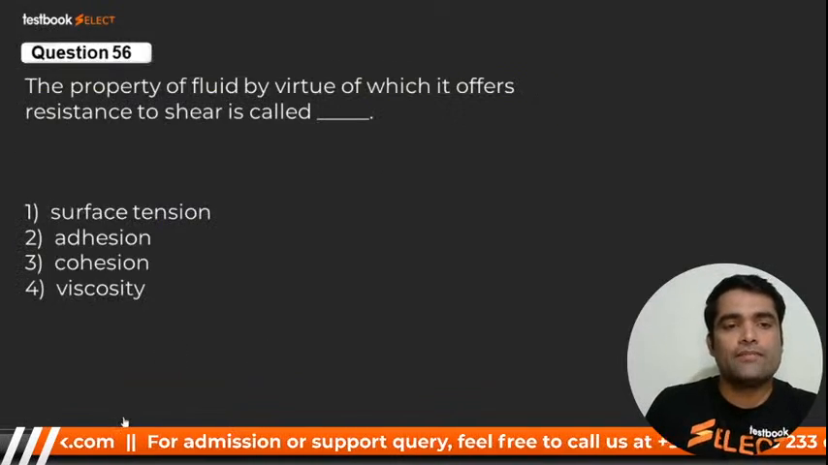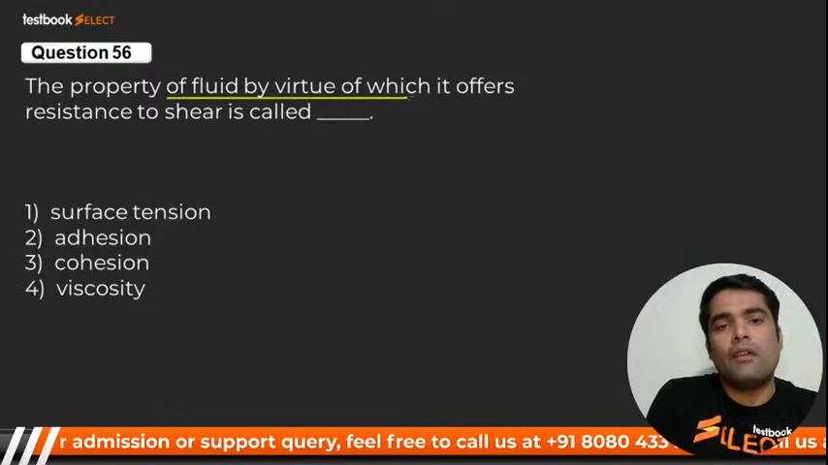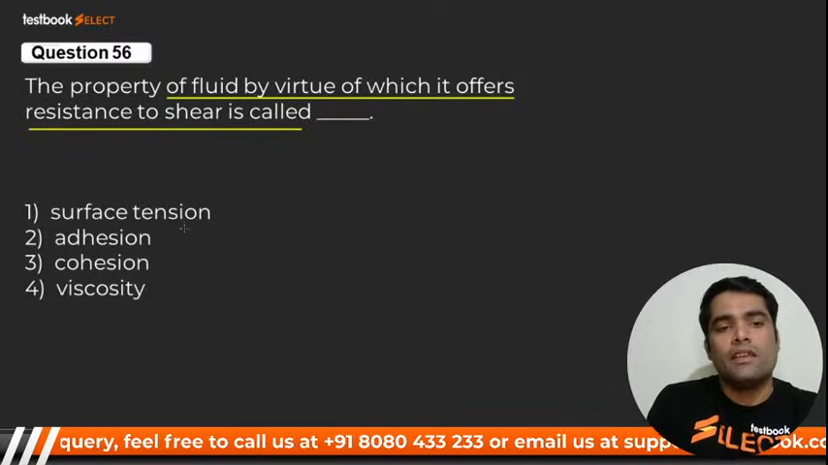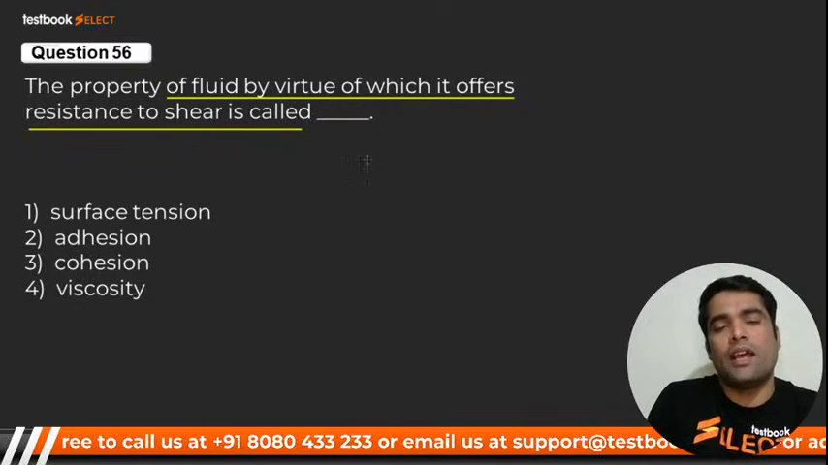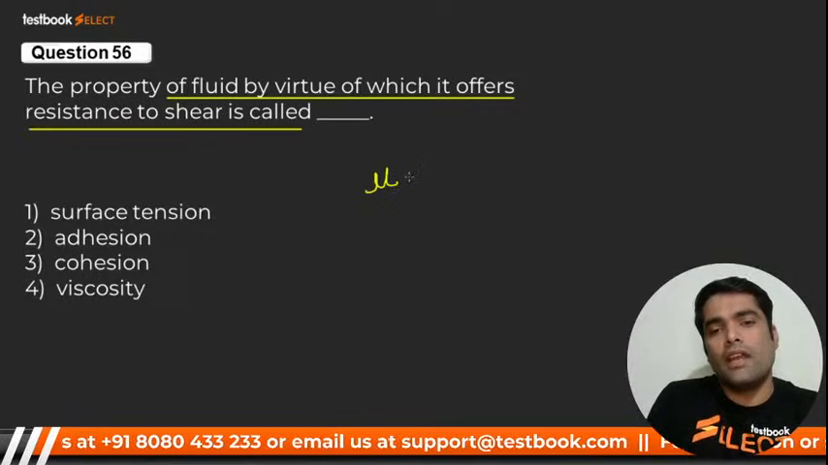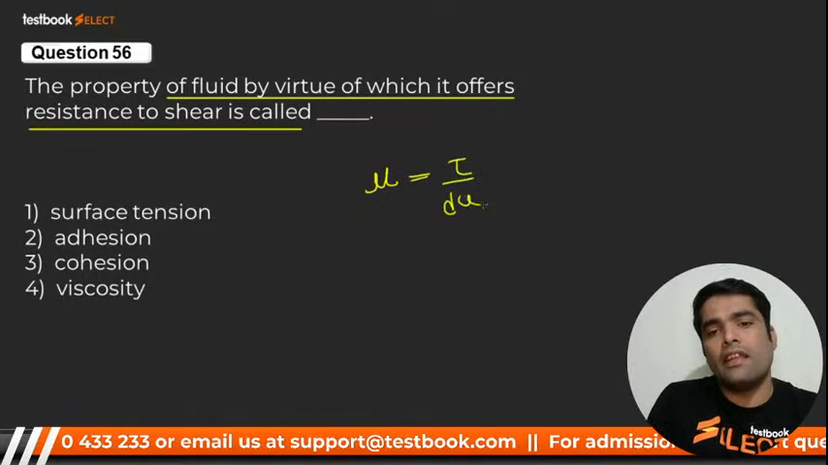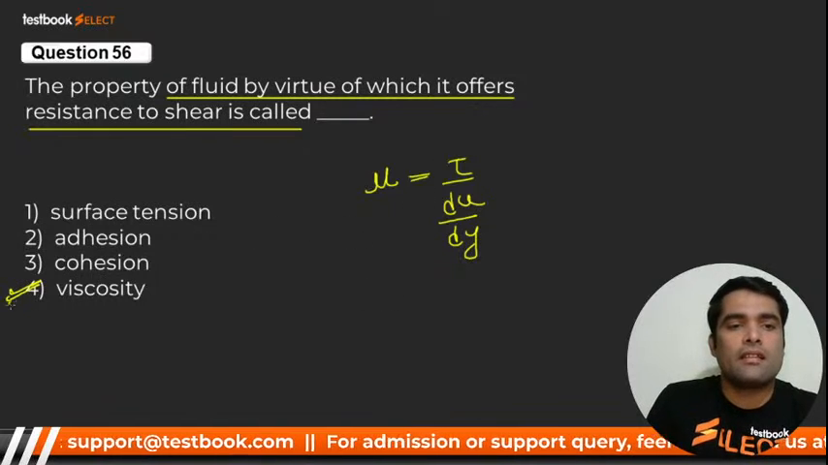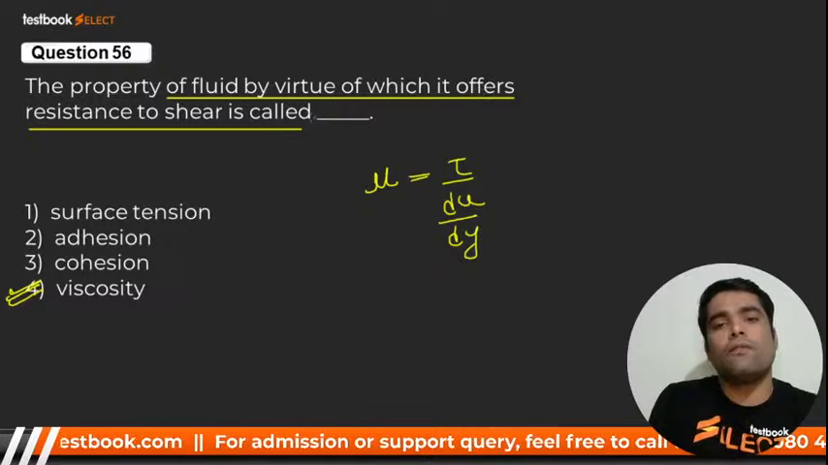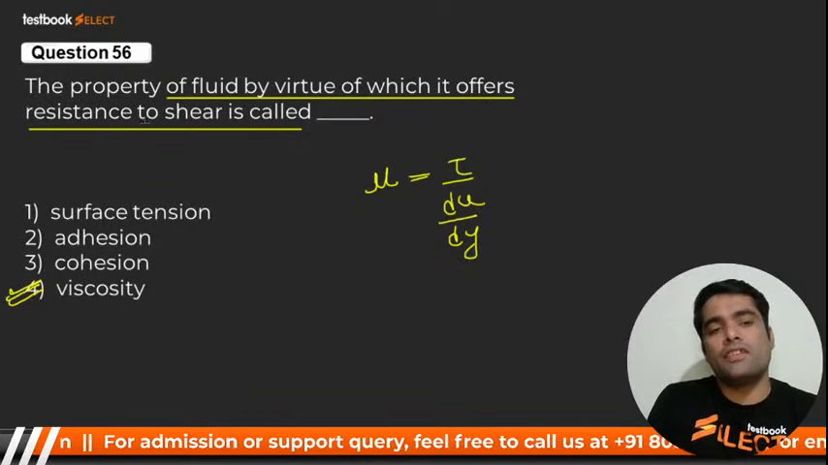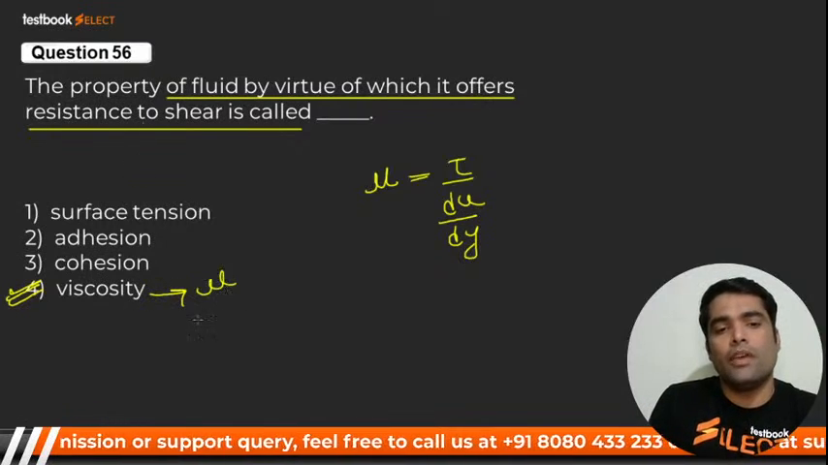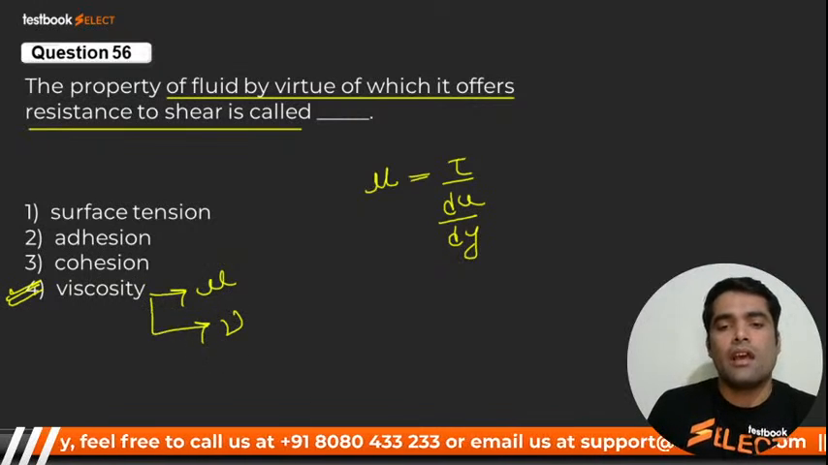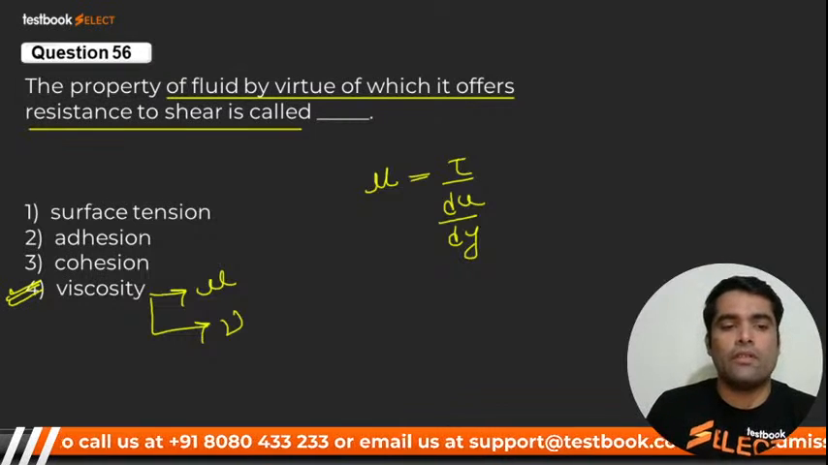Here we go for next. The property of fluid by virtue of which it offers resistance to shear. My dear, what will it be? Surface tension, adhesion, coefficient? You know that mu, right? Tau by du by dy. So it should be none other than the property of fluid by virtue of which it offers resistance. There is mu and there is nu, kinematic and dynamic. I hope you got it. Very good. Here we go for next, my dear.